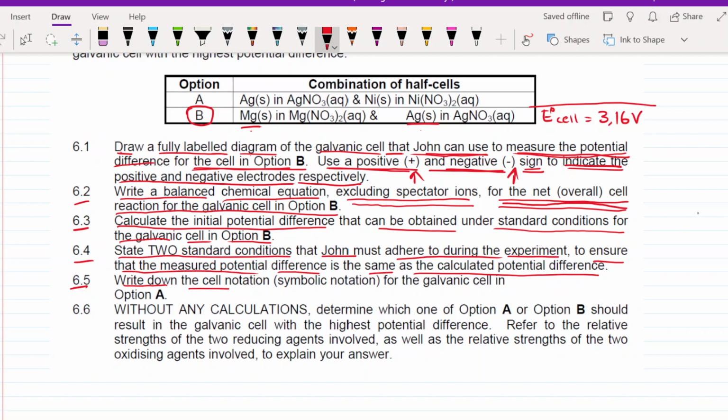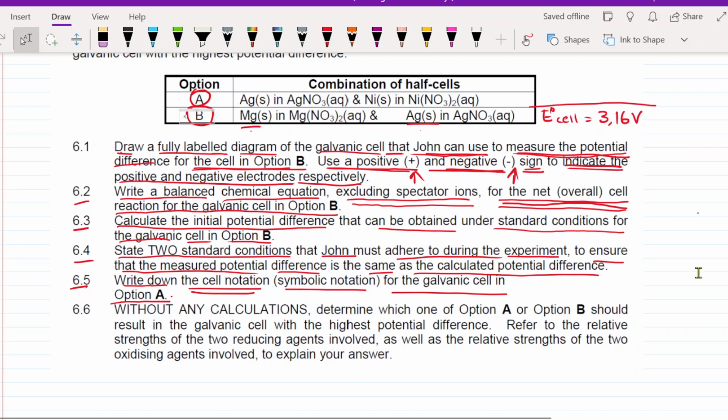Write down the cell notation or symbolic notation for the galvanic cell in option A. So they want now the cell notation for the cell in option A, which is this one. So the one for silver in the silver nitrate and the nickel in the nickel nitrate. The cell notation there.